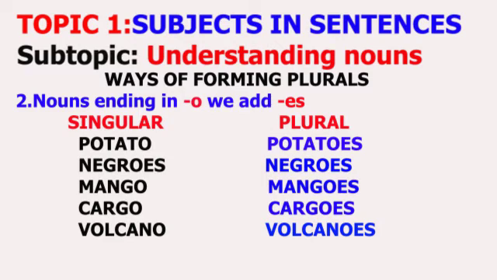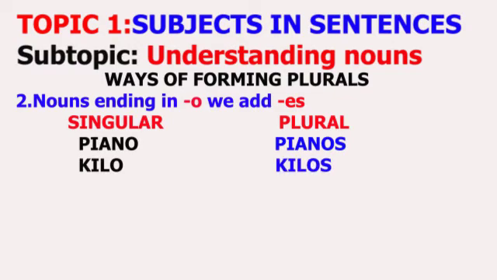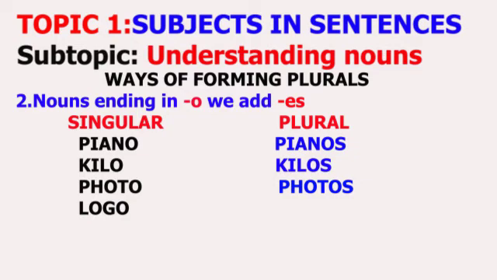But we have some very few words that end in o, but we do not add es. We just add an s. These words are called the exceptional words of forming plural. For example, the word piano. We do not add es, even though it ends with o. We just add only s. For example, piano is going to be pianos, or kilo is going to be kilos, as well as the word photo, which is going to be photos, or the word logo is going to be logos.